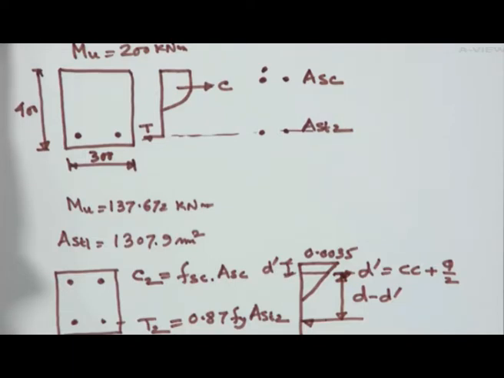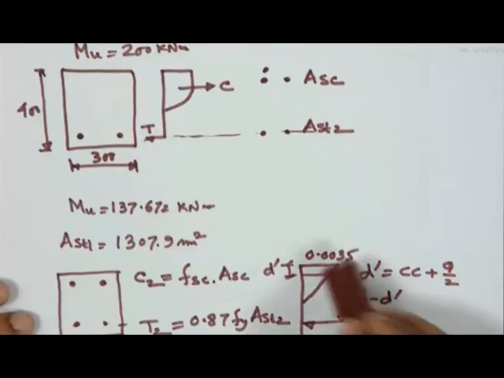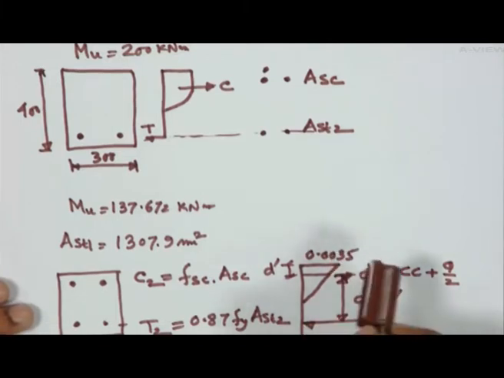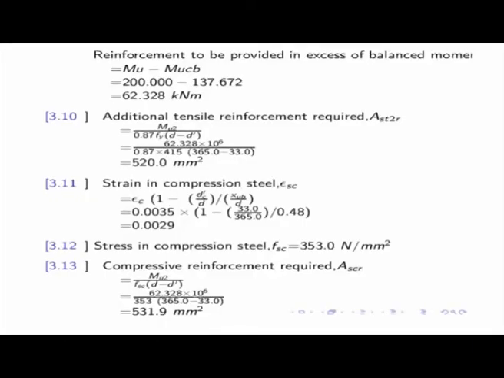Here 33 means 25 plus 16 by 2, because on the compression side I have considered 16 millimeter diameter bars. So 33, and we get 520 square millimeter. Now, strain in compression: as I have shown you here, I have to find it out, because the strain will obviously be less than 0.0035. Using this distance, that is the value I have got here, 0.0029. So from 0.0035 I can find out the value, that is 0.0029.